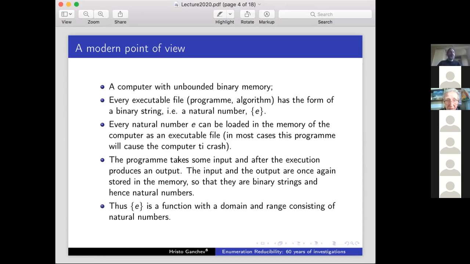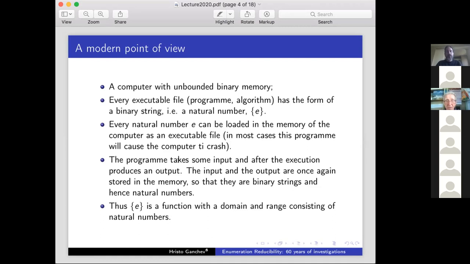So this computer relies on a binary memory. So everything is stored with 0 and 1. Now, your computer executes some programs, some executable files or algorithms.